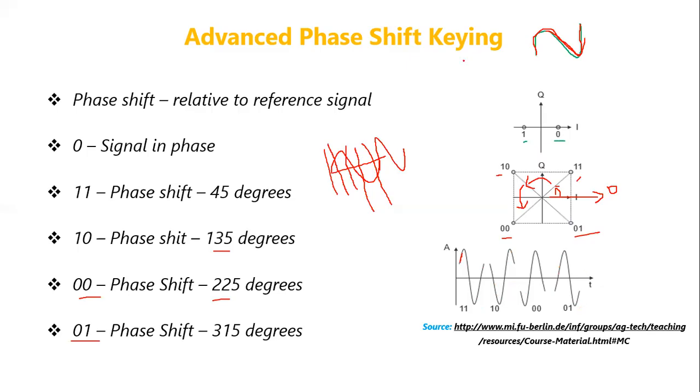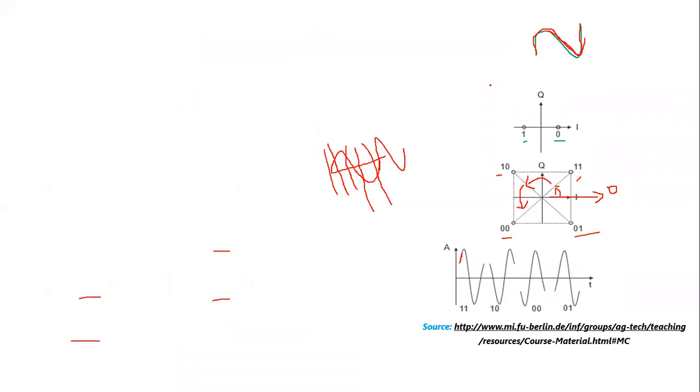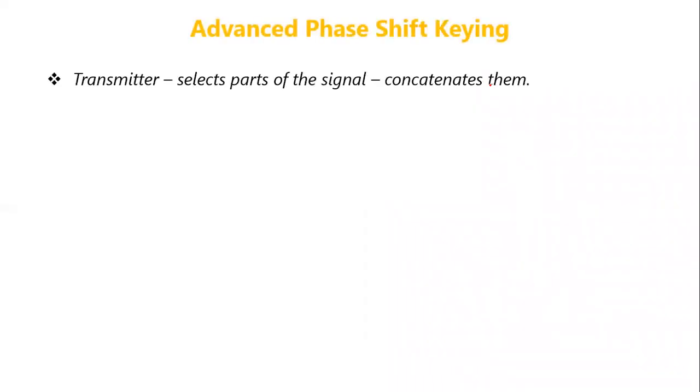So this is how basically advanced phase shift keying works. Here we have discussed quadrature phase shift keying, where two bits can be transmitted at a time as a single symbol. This can be improved to any number of bits. Instead of 2 bits, you may also transmit 4 bits.